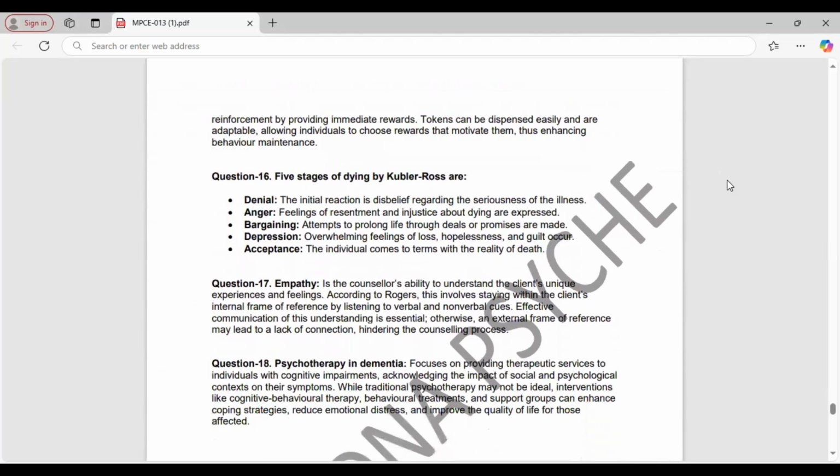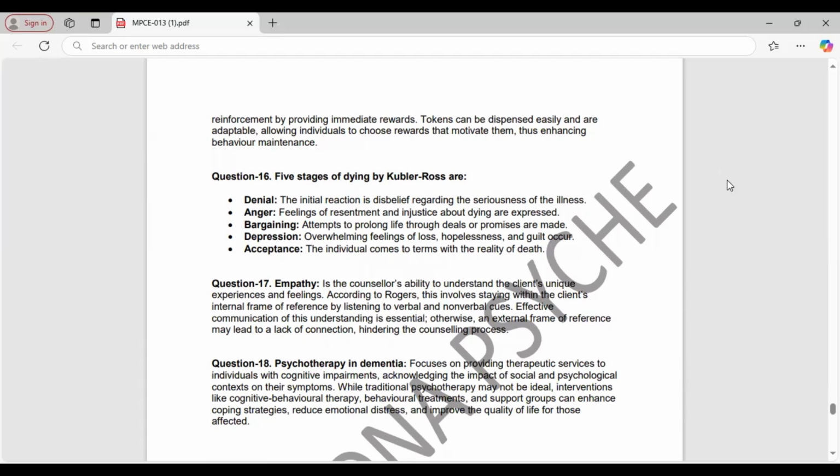Question 16. Five stages of dying by Kubler-Ross. The stages include denial or disbelief, anger, that is resentment, bargaining, attempting deals to prolong life, depression, feeling hopeless, and acceptance, coming to terms with death. Each stage reflects emotional responses to impending death. Question 17. Empathy. Carl Rogers defines empathy as understanding the client's experiences from their internal frame of reference. Effective empathy requires listening to verbal and non-verbal cues, facilitating a deeper connection and progress in the counseling process.